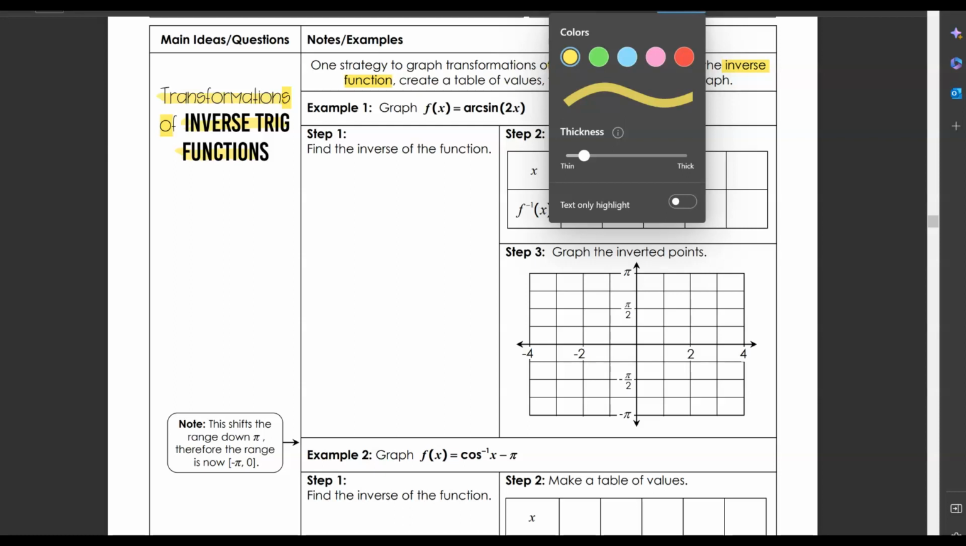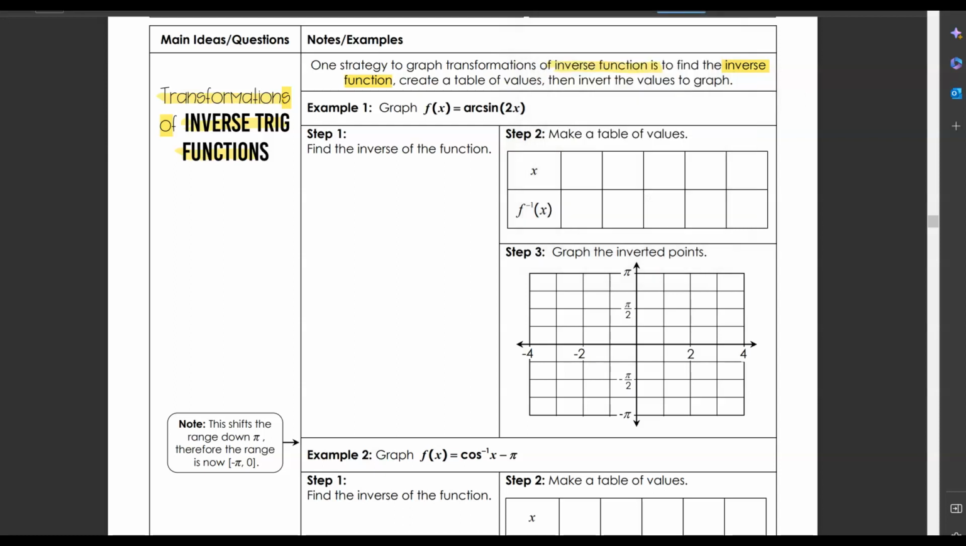So we're really doing this in 3 steps. The first one is to find the inverse function. The second one is to create a table of values. And then the third step is going to be to then invert those values into the graph. So let's take a look at an example to kind of see this strategy in action.